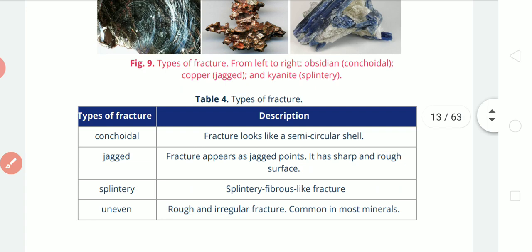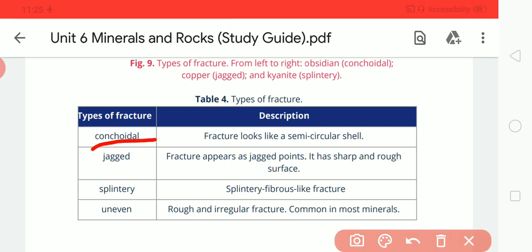Okay, so these are the different types of fracture. We have first one, conchoidal. So conchoidal, the fracture here looks like a semicircular shell. Next one is jagged. Fracture appears as jagged and it has a sharp and rough surface.